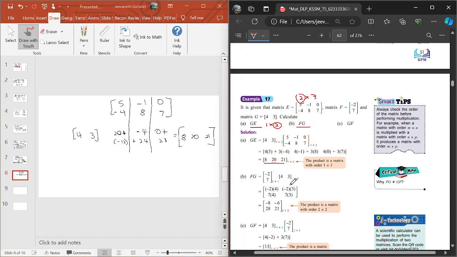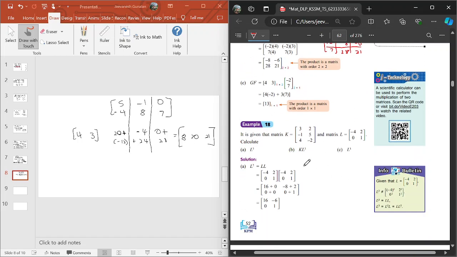And same as this, FG: -2, 7, then 4, 3. So I'll create a line here and then a line here. By the way, this is the matrix. So I just multiply. 4 times -2 you'll get -8, 3 times -2, -6. Here you'll get 28, and then here you'll get 21.